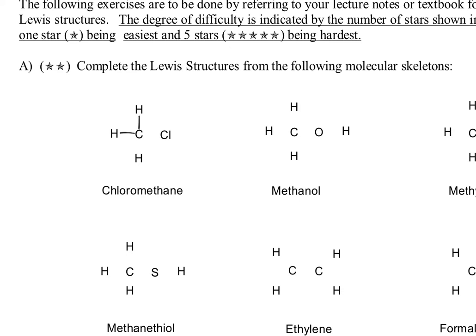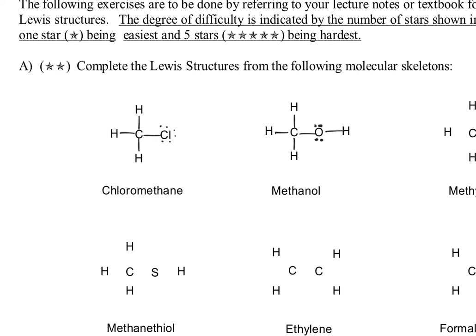Chloromethane, 1, 2, 3, 4, 5, 6. So yeah, make sure to put in lone pairs. Carbon, 4 bonds. Chlorine, 1 bond. Hydrogens, 1 bond. Next one, we've got methanol. Carbon, 4 bonds. Oxygen, 2 bonds. Hydrogens, 1 bond. All right, and again, 2 bonds, 2 lone pairs.